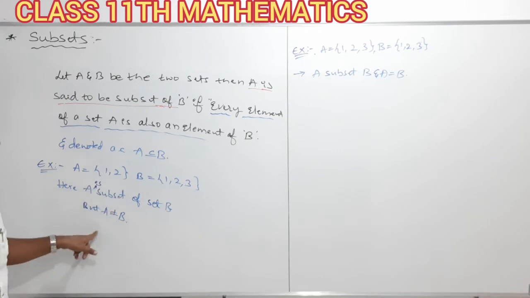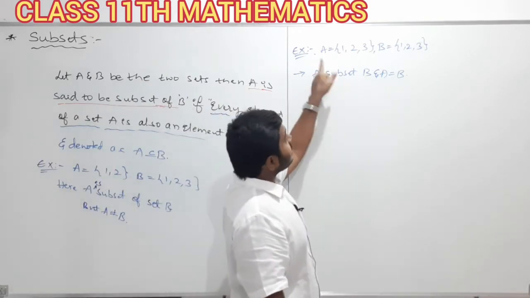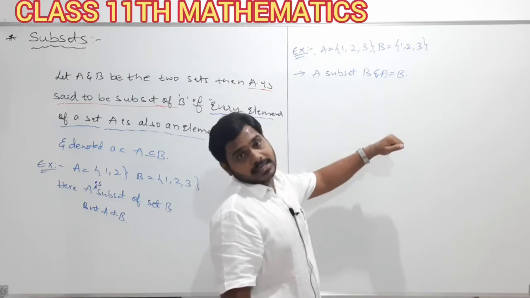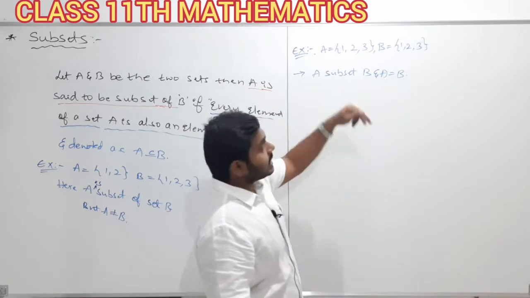Here, A is a subset of B, but A is not equal to B. This may be the case. And what is another case, my dear students? Here also A is a subset of B, but A is equal to B. In the first case, A is not equal to B, but in this case, A equals B.